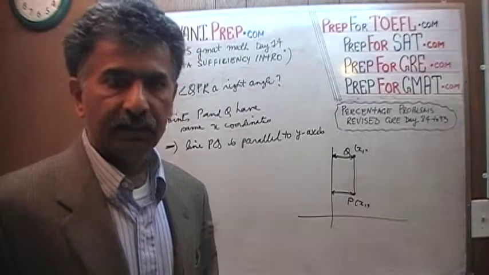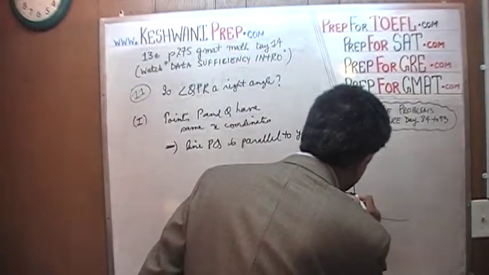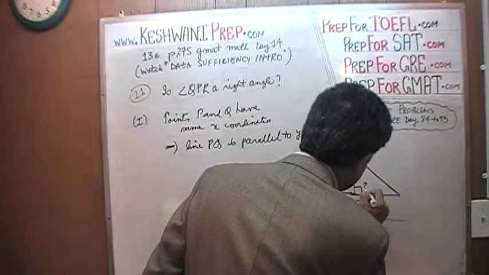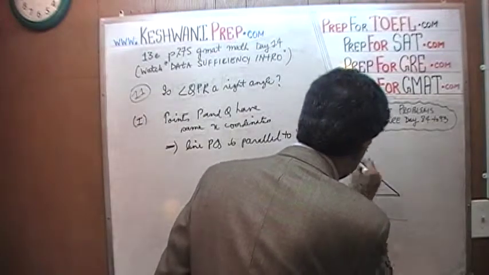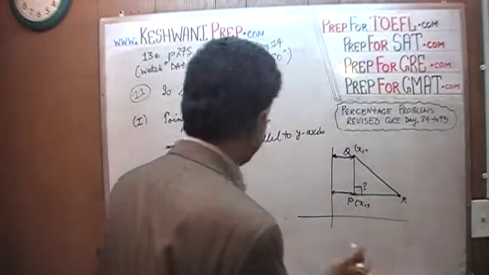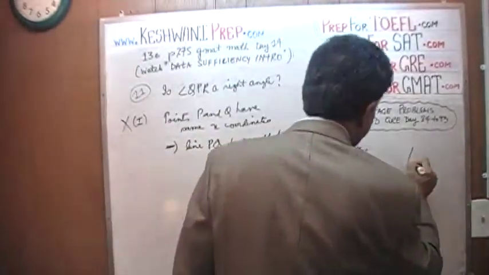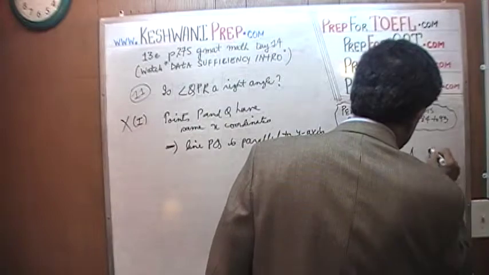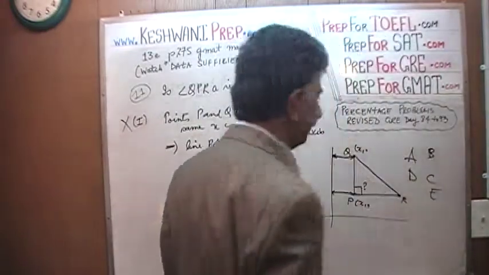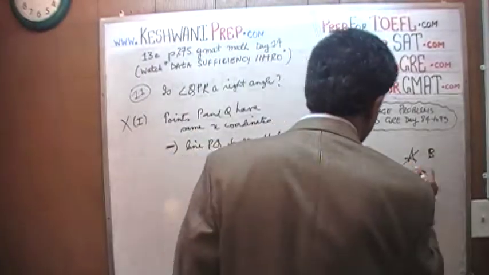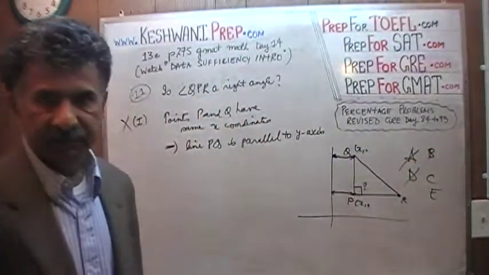The question being, is this angle PQR 90 degrees? We cannot tell. This statement by itself is no good. So here's our AD, BCE. The first statement does not work, which means the answer cannot be A or D. The answer has got to be either B, C, or E.